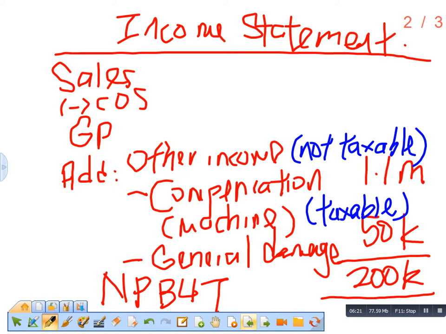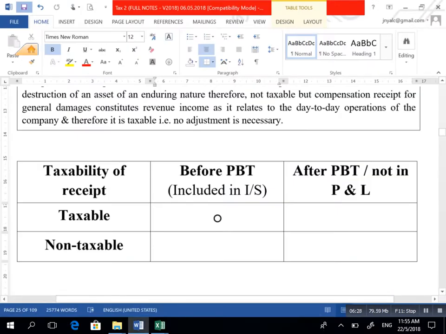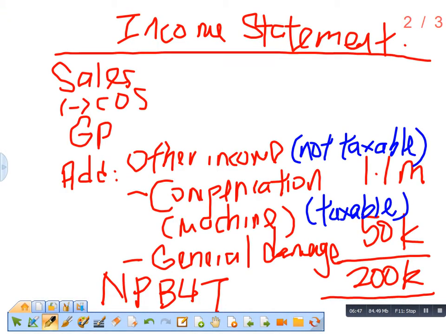So class, if you go back to the notes here. Okay, now we need to fill up the figure. So let's say we fill up this column first, before profit before tax, which means they already included the item into your income statement. Like the example in here just now. Before profit before tax, this is the amount before the profit before tax, right? Yes. Okay, before, which means already included.